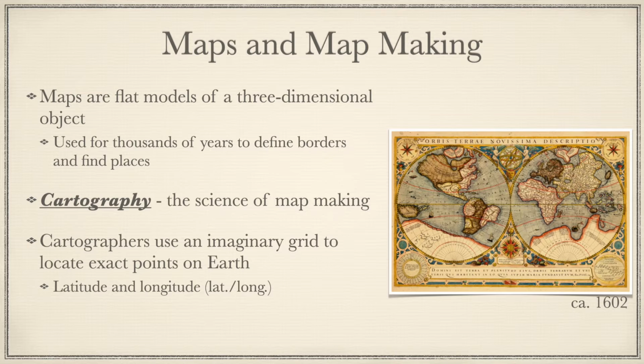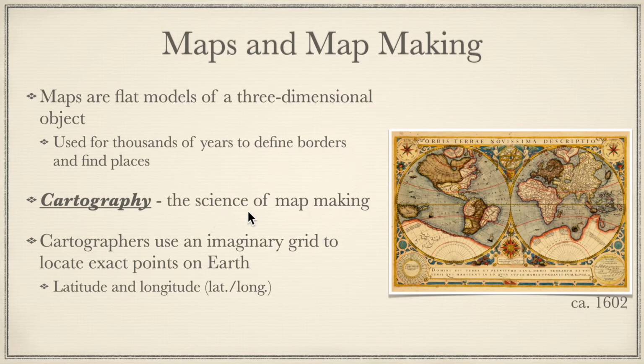So maps and map making. First off, maps are flat models of a three-dimensional object. A globe is really the best representation of the Earth, but it's hard to carry around with us. Maps fold up neatly and you can carry them around with you. Maps have been used for thousands of years to define borders and to find places and mark locations of places, etc.